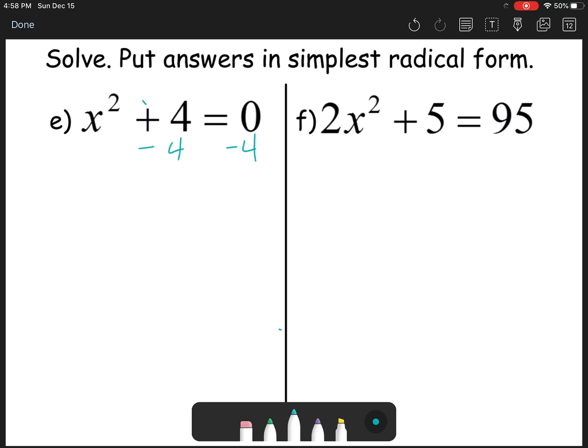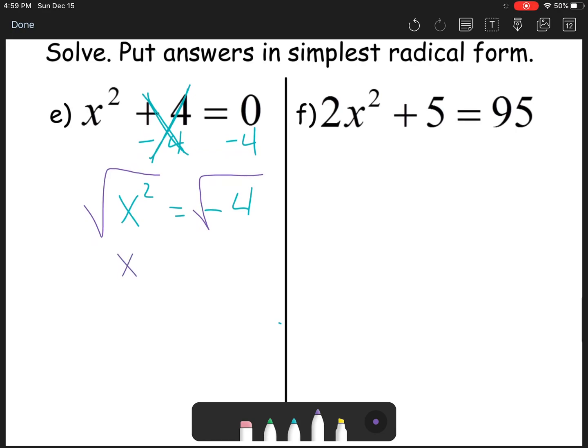Well, x squared, we could subtract 4x on both sides. So we get x squared equals 0 minus 4, which is just negative 4. Take the square root of both sides. Well, the square root of x squared is x, but we can't take the square root of negative 4, right? We don't know what times what could give us a negative, right? 2 times 2 would be a positive 4. Well, that's not what we want.